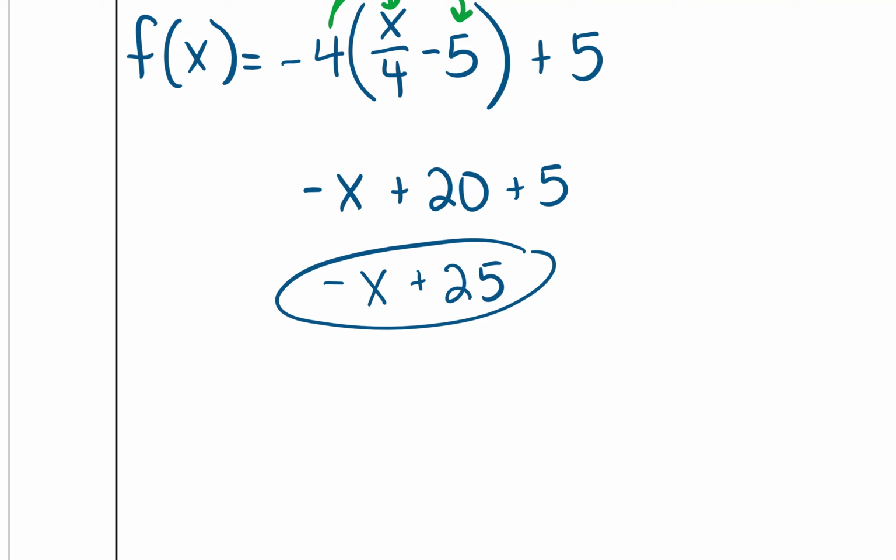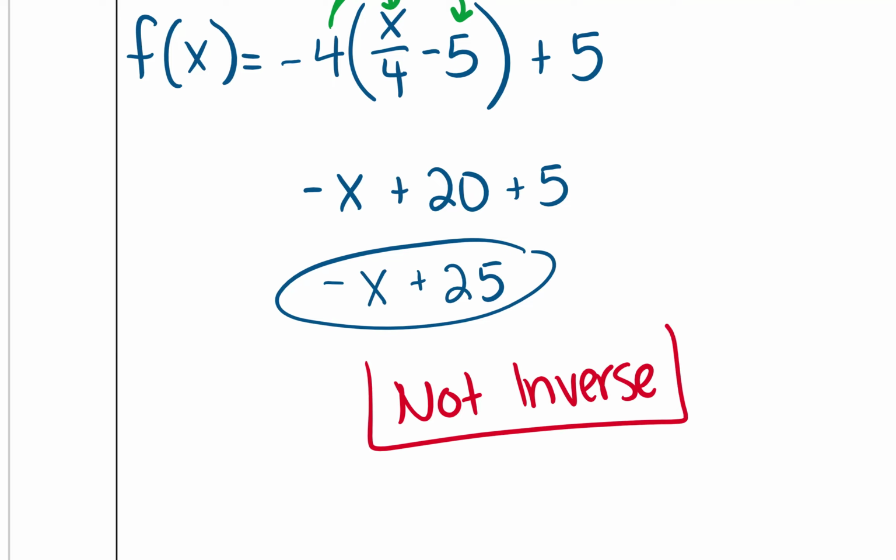Well, because I didn't get x by itself, which is what I need to get, so if I get anything besides just x, then my answer would be not inverse. Okay? I can stop there. I don't have to do anything else. So you plug in one function for the other, and you simplify, and you should only get x.